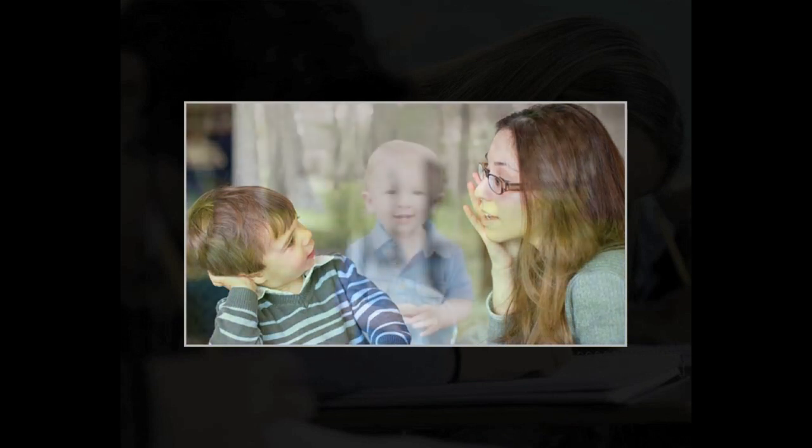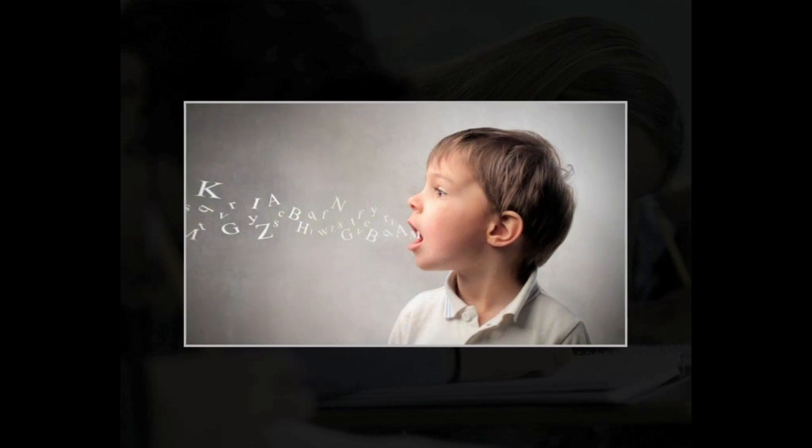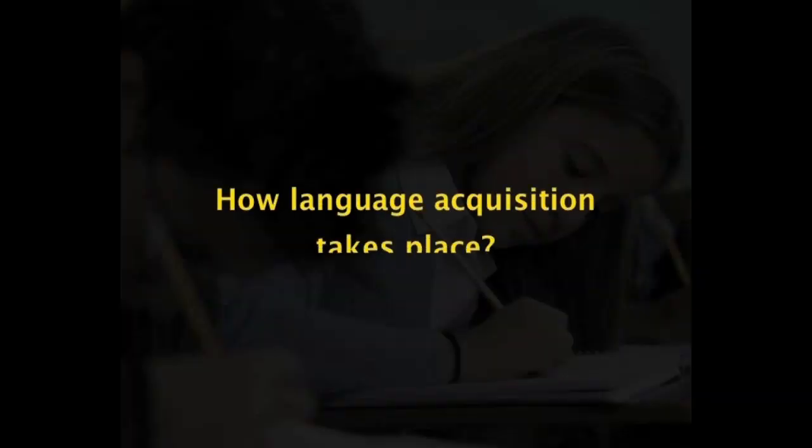The child's language develops from simple to complex. That is, from individual sounds to syllables, to one-word sentences, to two-word sentences, and from there to complex, complete, grammatically accurate sentences. So, this is what we understand by the word language. Now, let us see how language acquisition takes place.